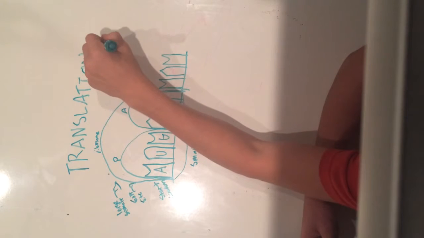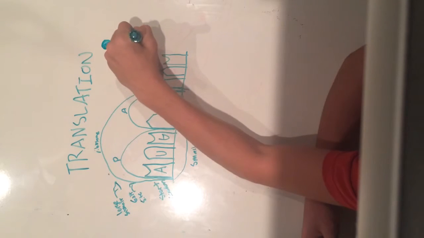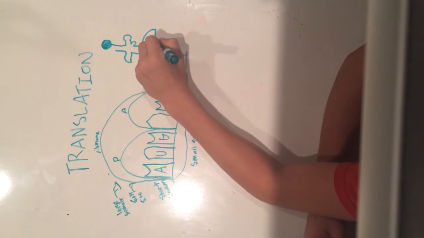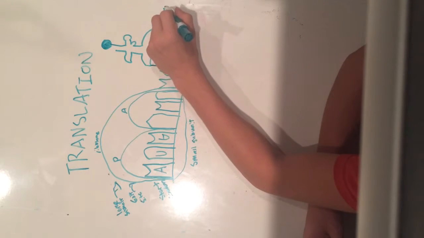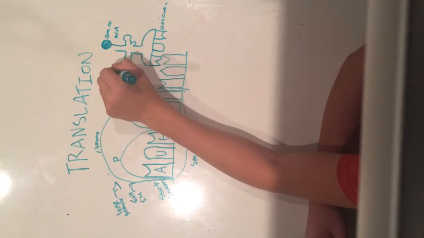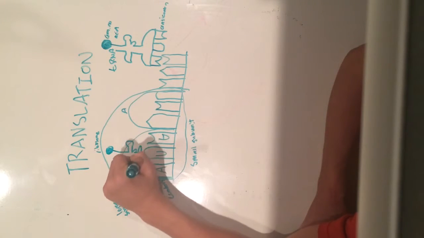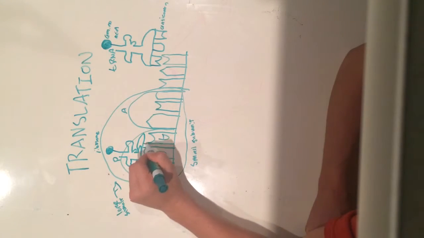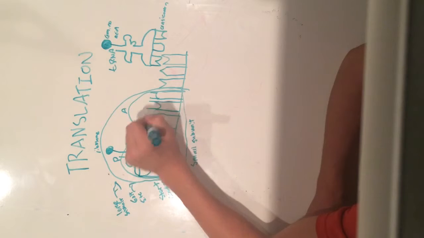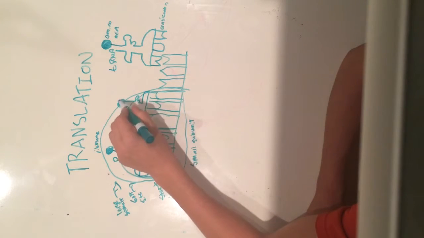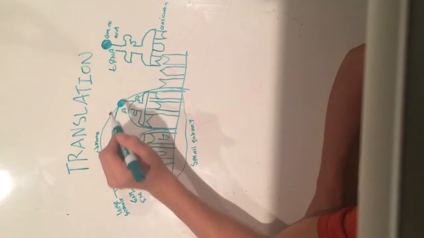tRNA consists of an anticodon and an amino acid. It starts at the start codon, which would always be AUG, which attracts an anticodon. tRNA fills in the P site and the A site.